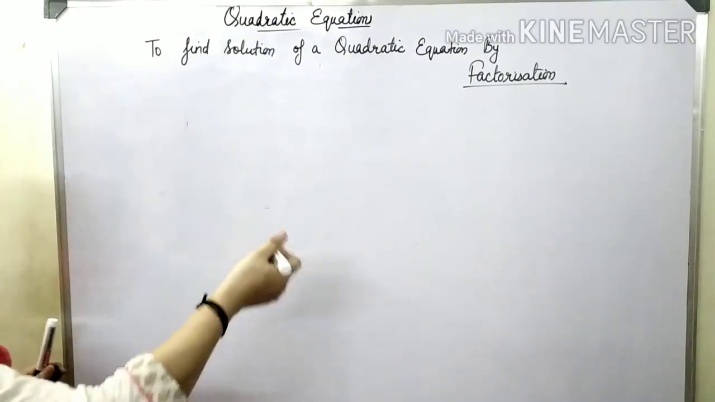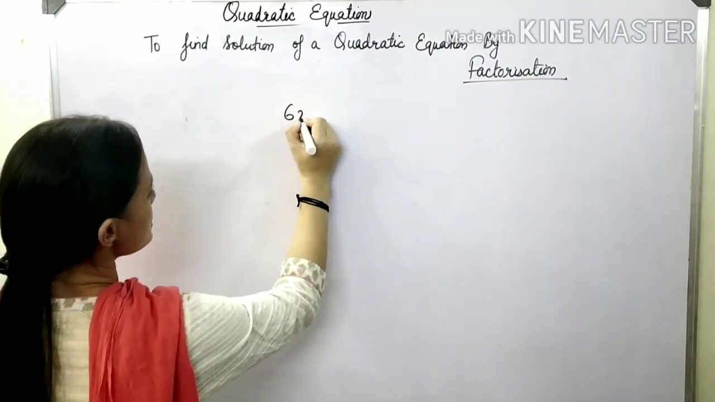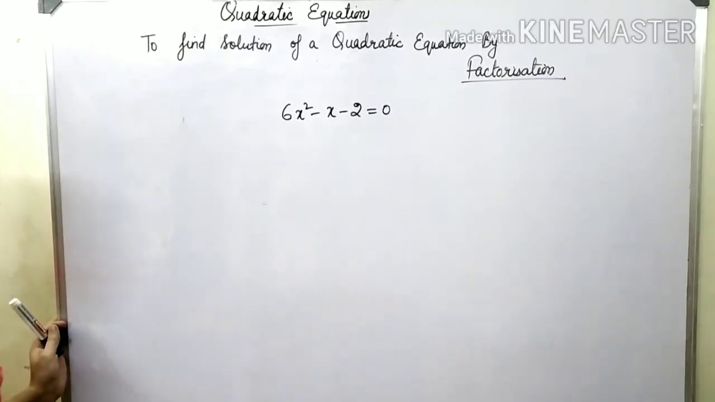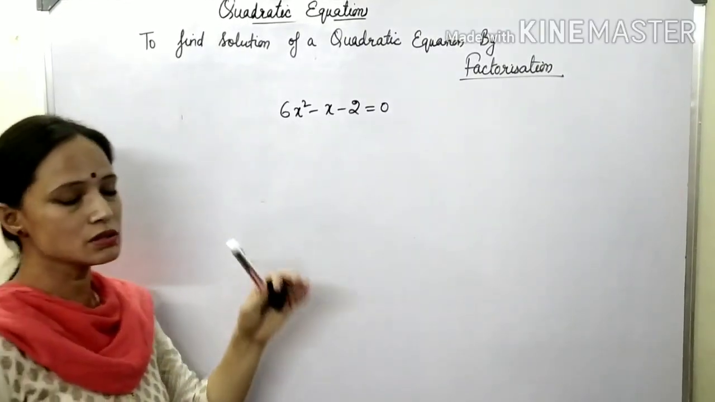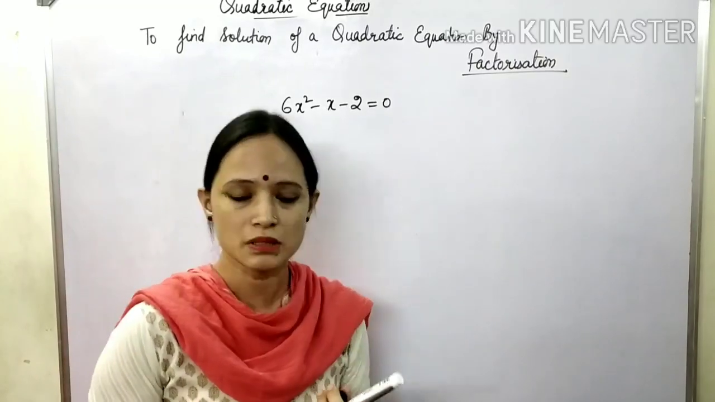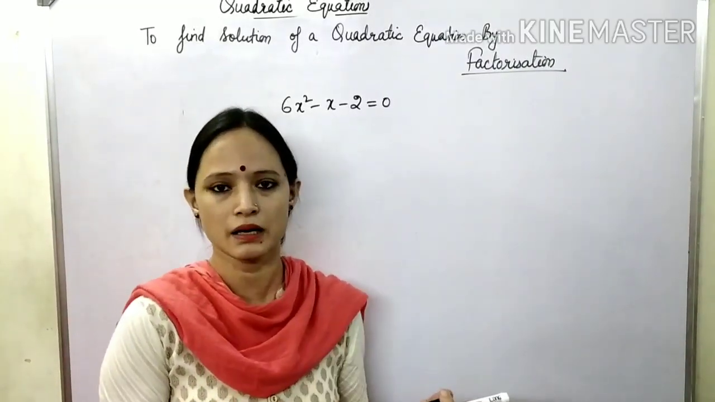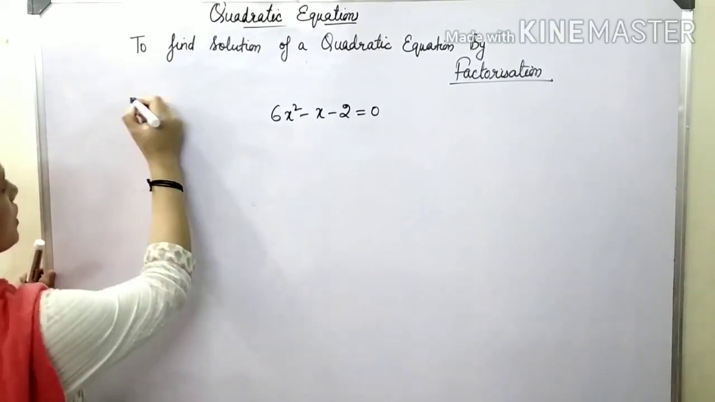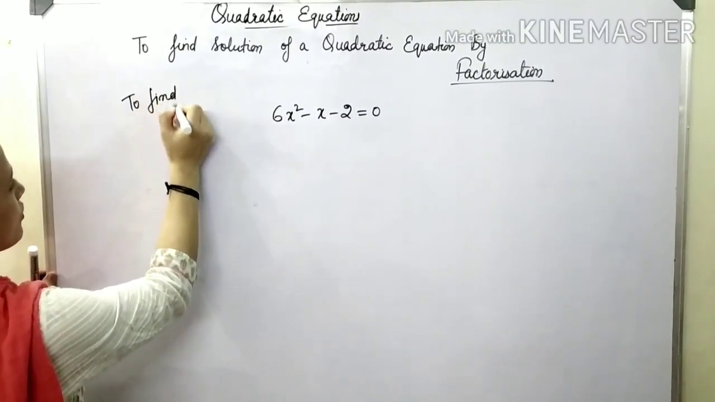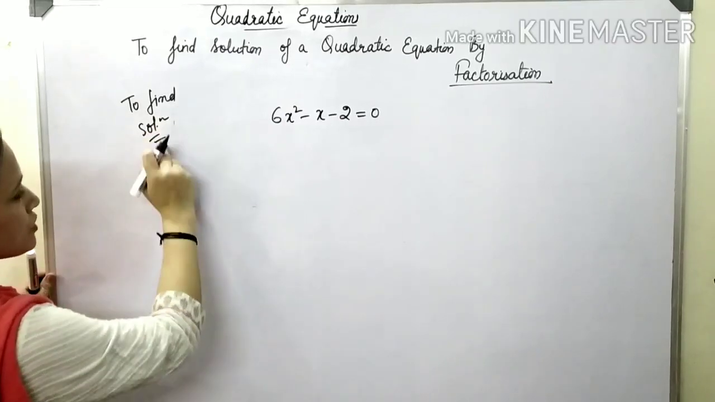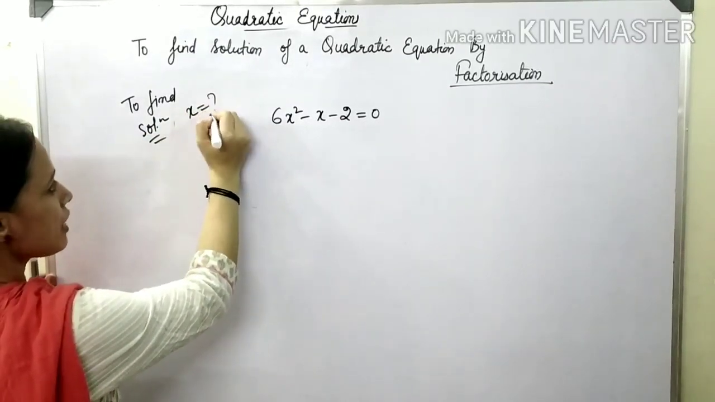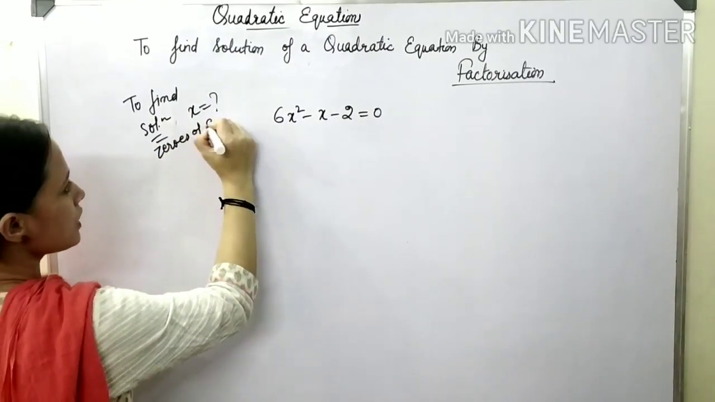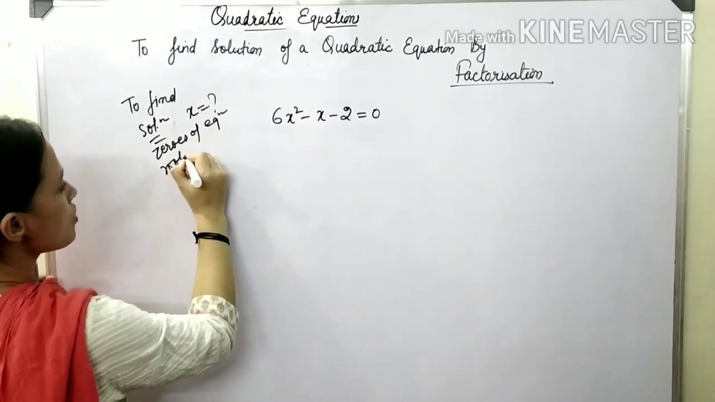Let us take a quadratic equation 6x square minus x minus 2 equal to 0. We know how to factorize a quadratic equation. We have the method of splitting the middle term, or we can apply some identity if it is applicable there. To find the solution, first of all, we need to understand the meaning of finding the solution. It means the value of x we have to find, which is also known as zeros of the equation, or roots of the equation.